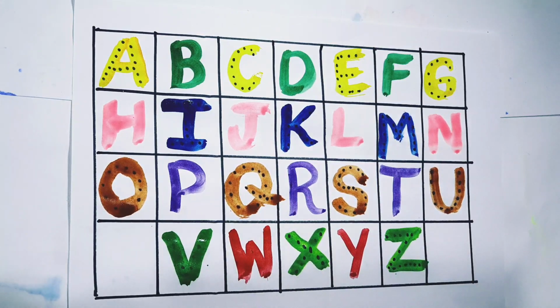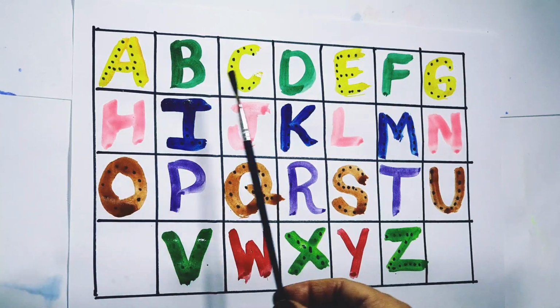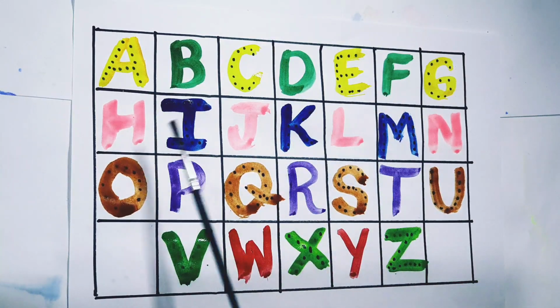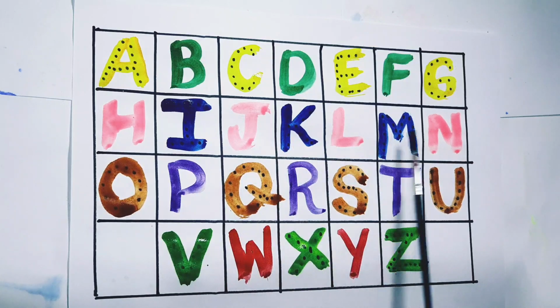Z for zoo. So kids, what we learned today? We learn A, B, C, D, E, F, G, H, I, J, K, L, M, N, O, P, Q, R, S, T, U, V, W, X, Y, Z.